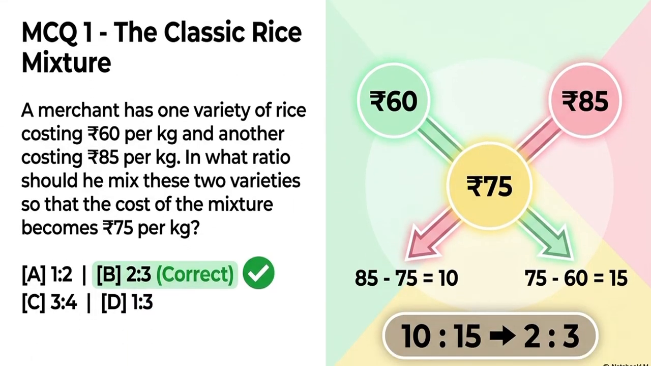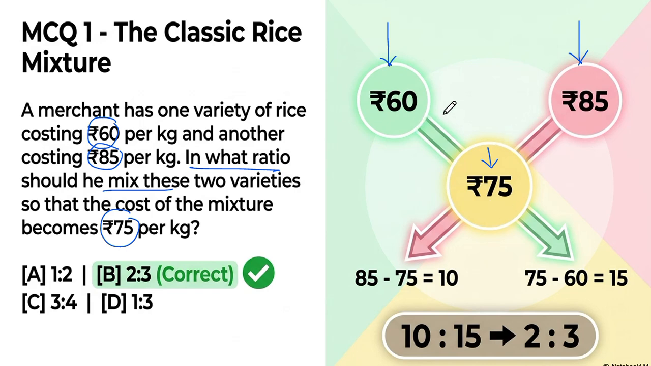Question number one. A merchant has one variety of rice costing 60 rupees per kg and another variety of rice at 85 per kg. So 60 rupees is the cheaper value, that we will write on the left side. 85 is the higher value, that we will write on the right side. In what ratio should we mix these two varieties so that the mixture cost becomes 75? So that is our average value, 75, which will be in the middle.